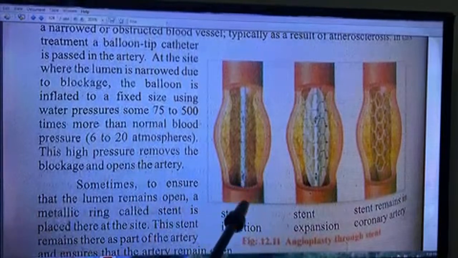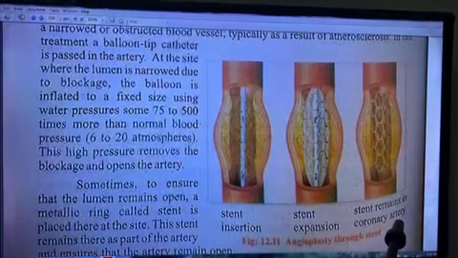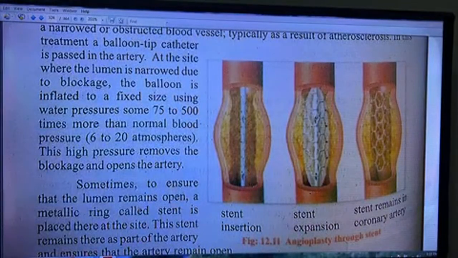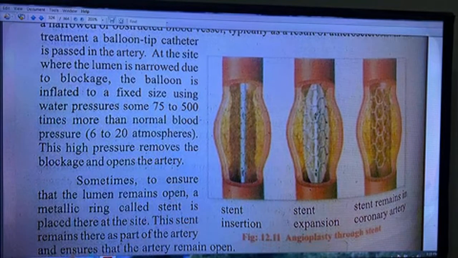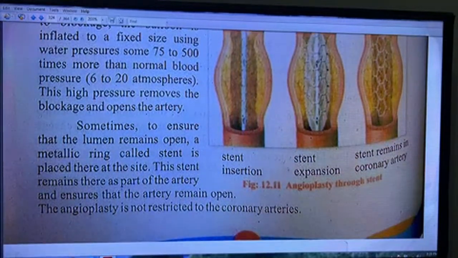Stent insertion, stent expansion, stent remains in coronary artery for lifetime. Sometimes, to ensure that the lumen remains open, a metallic ring called a stent is placed there at the site. This stent remains there as part of the artery and ensures that the artery remains open.